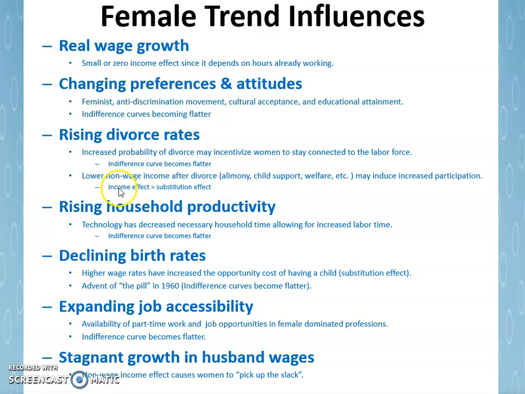And then also the lower non-wage income after divorce. Alimony, child support, and welfare would have lowered the income for the female household, and therefore induce them to likely participate more. That is, the income effect outweighed the substitution effect.